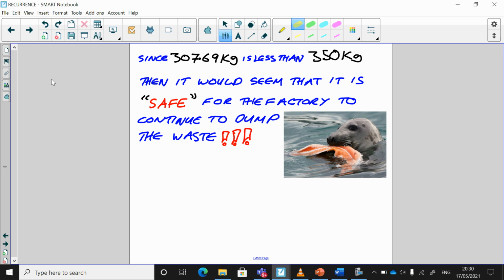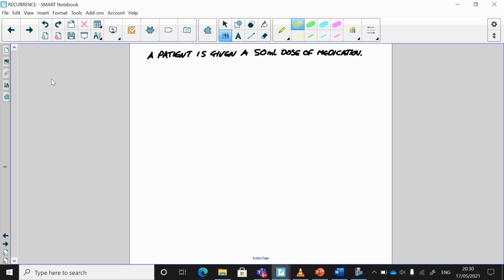Right, go back and look at that again if you're unsure. I think we're going to go on. I think this is going to go on for ages, this one. Right, okay. Next one. These scenarios are all very, very similar. So we're talking about a patient here given 50 milliliter dose of medication. That's a start value. So in these problems, that's the original amount, that's U naught.